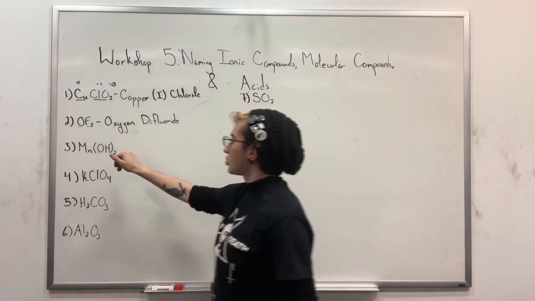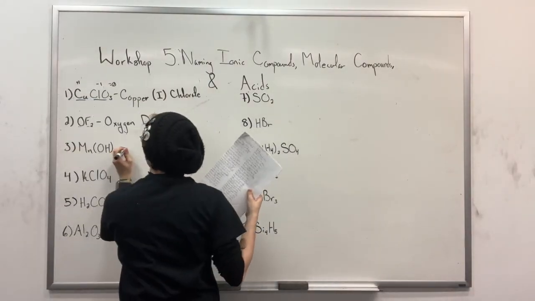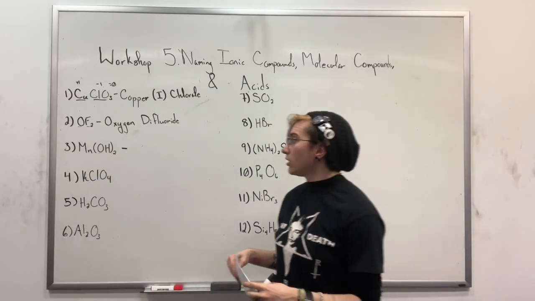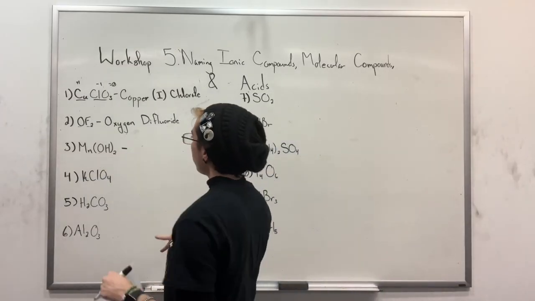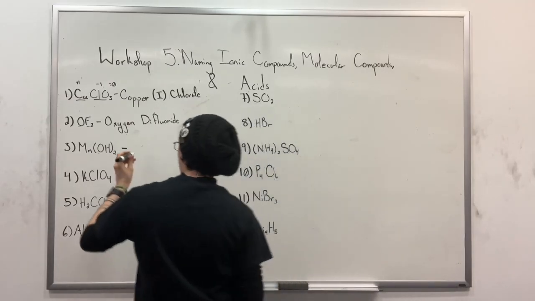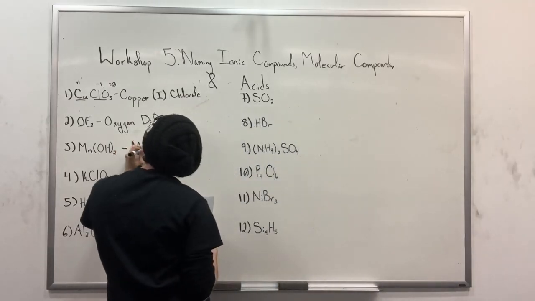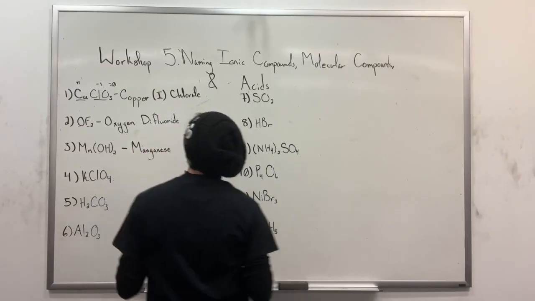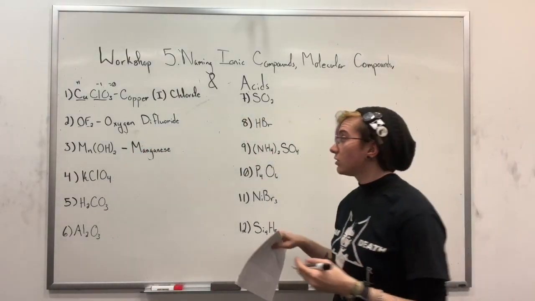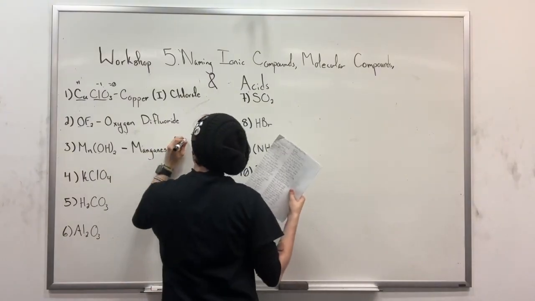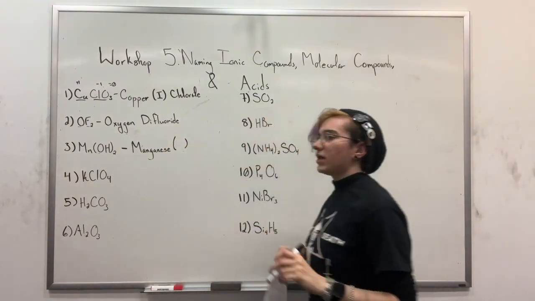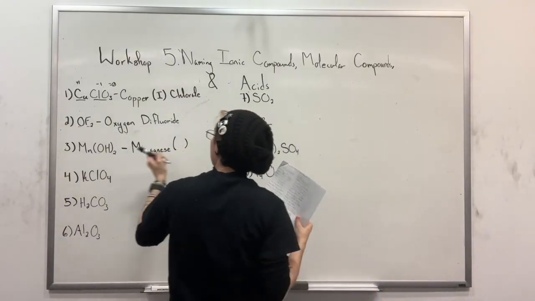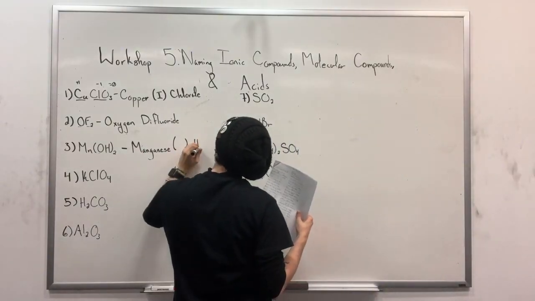Next one, Mn(OH)2. So Mn, that's going to be a metal. OH is a polyatomic ion, it's going to be a non-metal. So metal and non-metal, we have an ionic compound. Mn is going to be manganese. Manganese is, again, a transition metal, so we have to put parentheses for a charge. Polyatomic ion, we don't have to change the ending of it, we just have to know the name of the ion. OH is hydroxide.